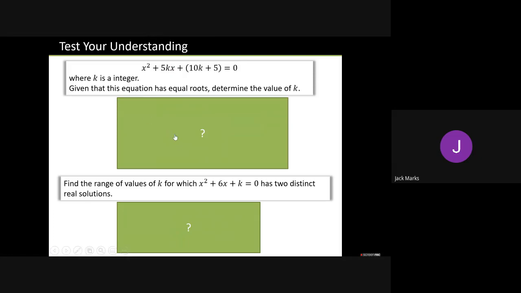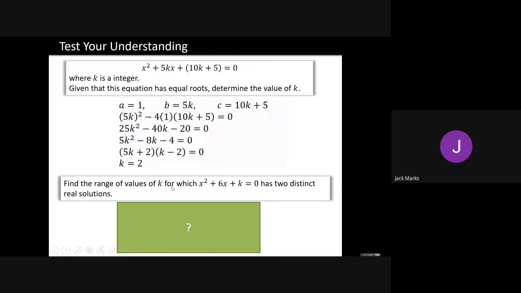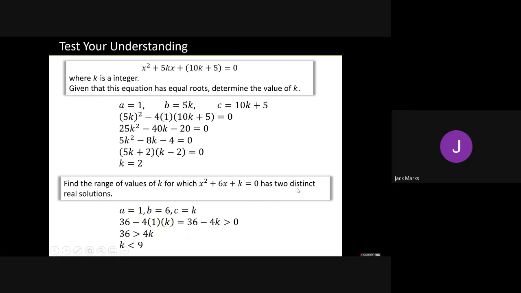So I'm assuming you've had a go. Careful with the 5k being squared as 25k squared. k is an integer, so 5k plus 2 will not give us an answer. Two distinct solutions. So distinct solutions are when it is positive: b squared minus 4ac is greater than 0. It must be this sign here.